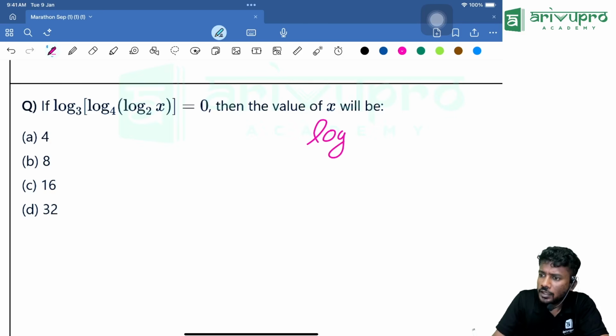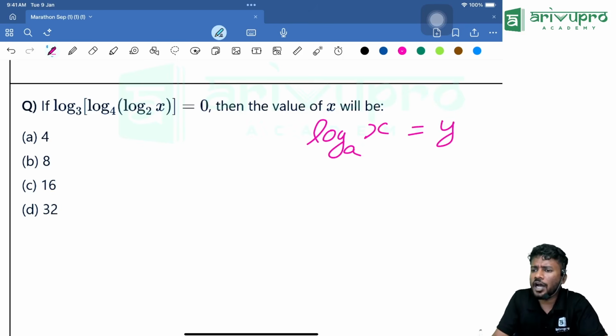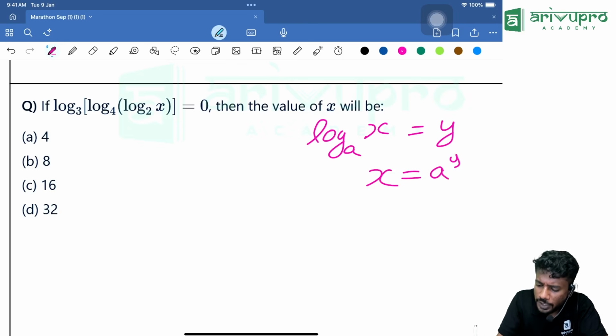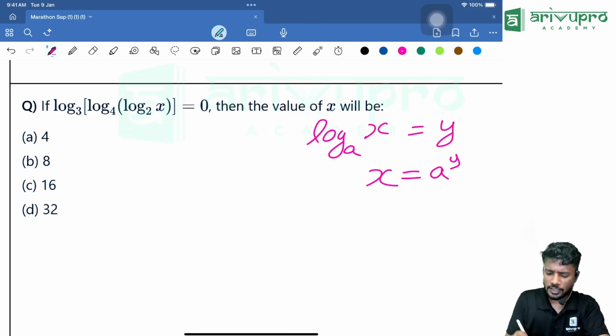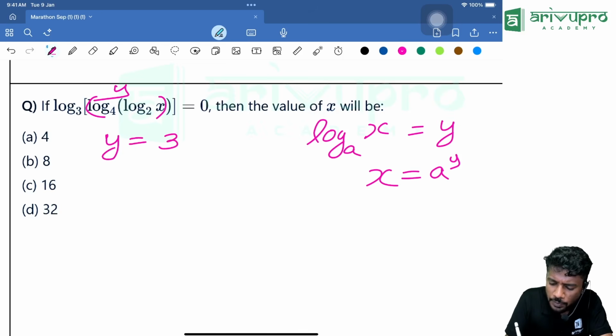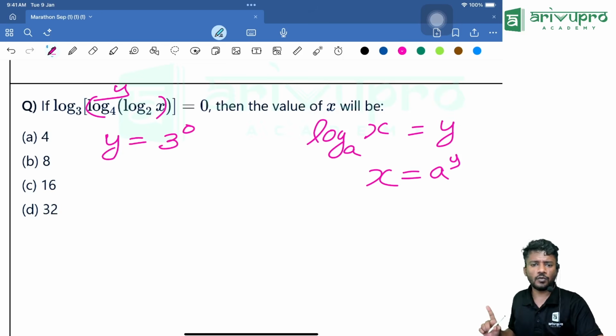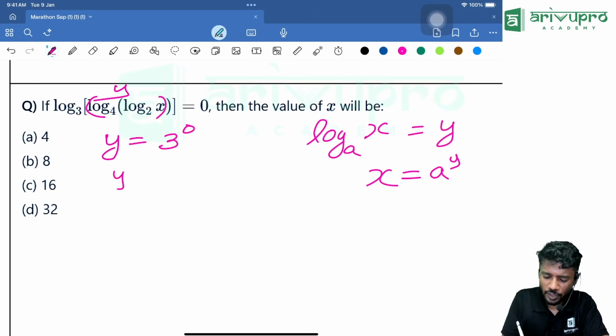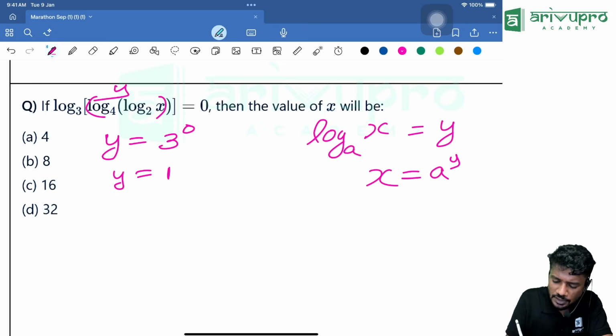Log of x to the base a is equal to y. Then how will you find the value of x? X is nothing but a power y. Am I right? Similarly, can I take this entire thing as some variable y? Then y is equal to 3 power 0. Am I right? That means y is equal to how much? Any number raised to 0 is what? 1.